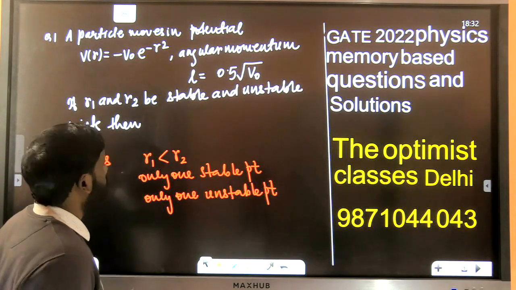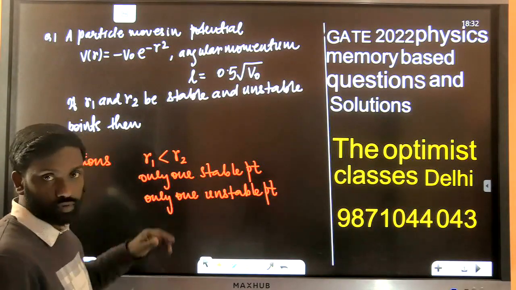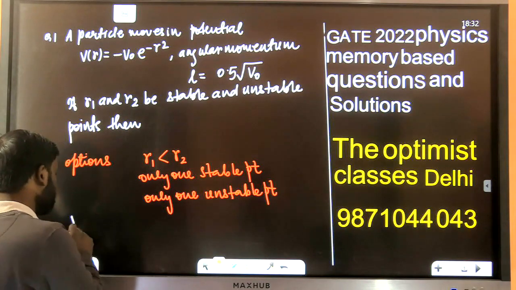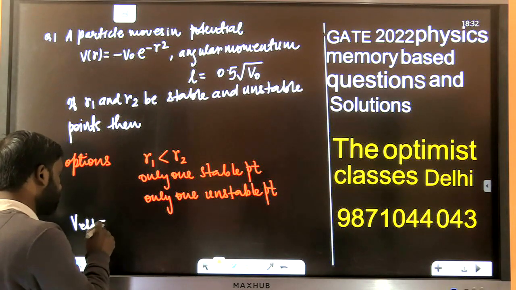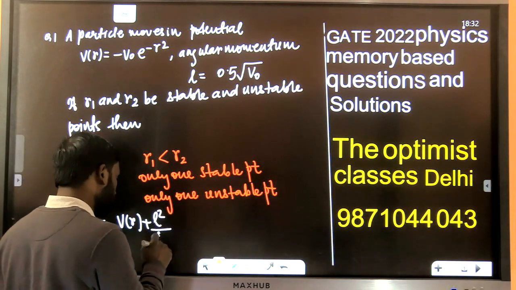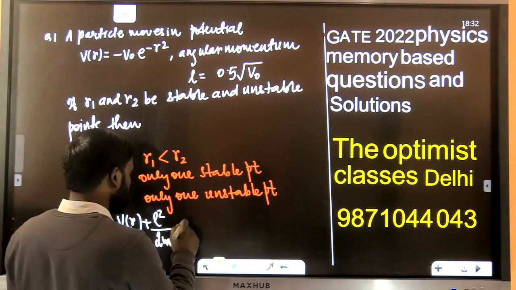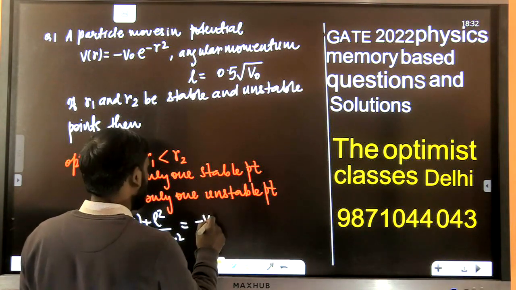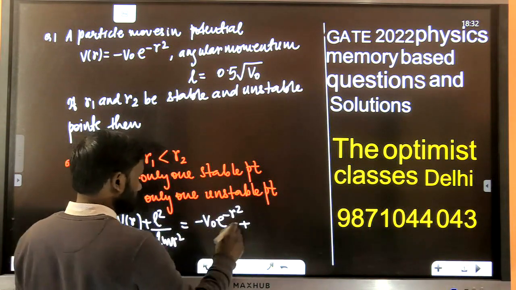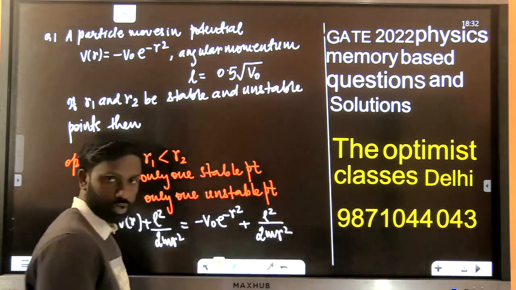Okay. So we know that if there is a question related to central potential and we have to find a stable, unstable point, then first of all we define the effective potential. So we write effective potential. V effective is equal to V(r) plus L²/(2mr²). So here the effective potential is minus V0 e^(-r²) plus L²/(2mr²). So that's the effective potential.